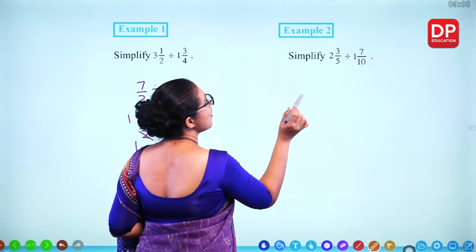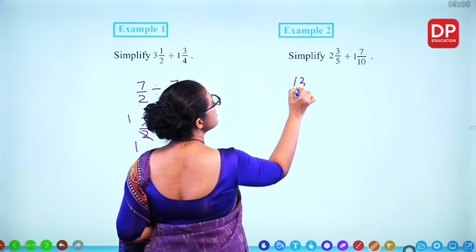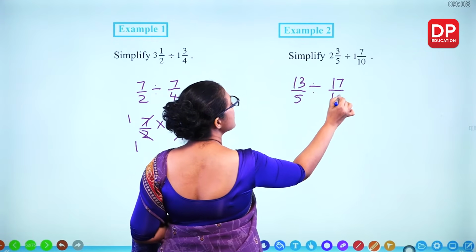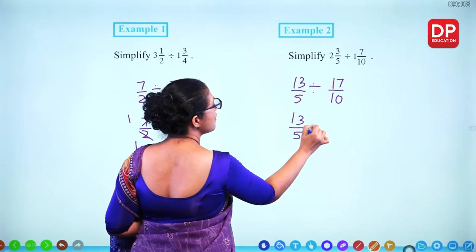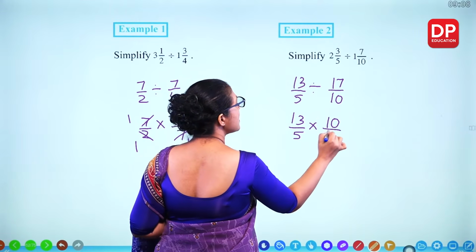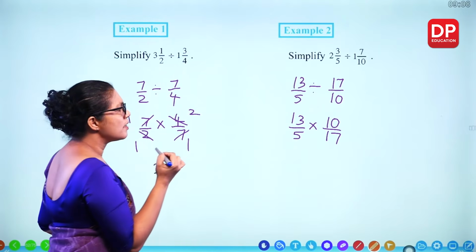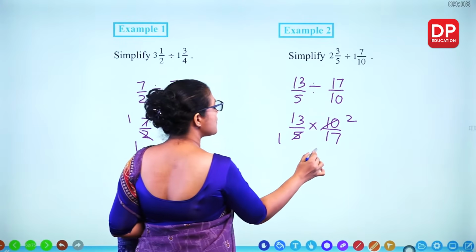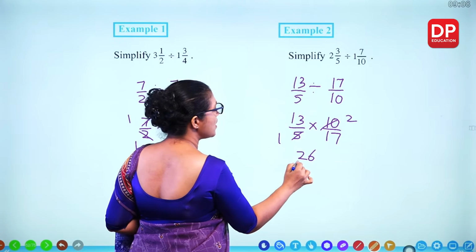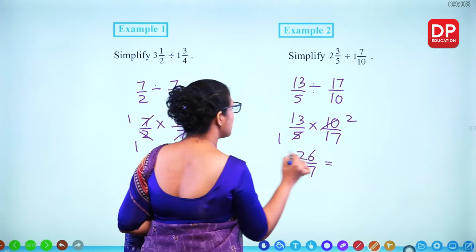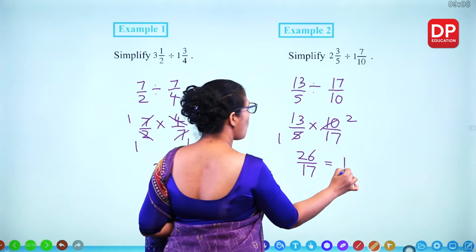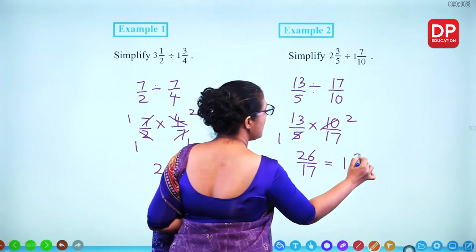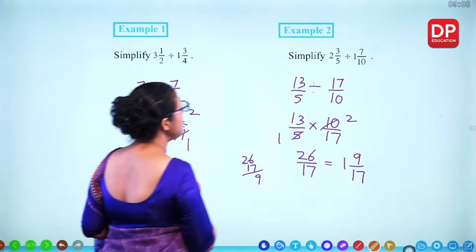This one, 5 times 2, 10, 10 plus 3, 13/5. Here 10 plus 7, 17/10. Convert to multiplication by taking this reciprocal. Now simplify. 5 times 1, 5 times 2. 2 times 3, 6, and 2 times 1, 2. So 26/17. What's the answer? 1, and how many parts remaining? 9 parts out of 17 remaining.